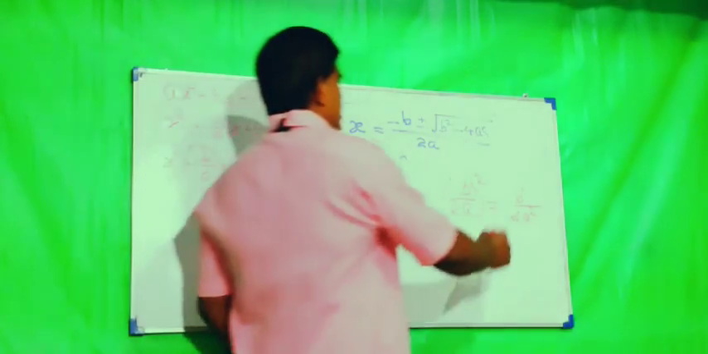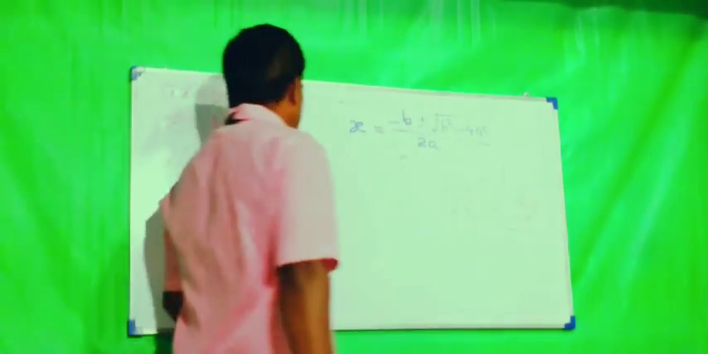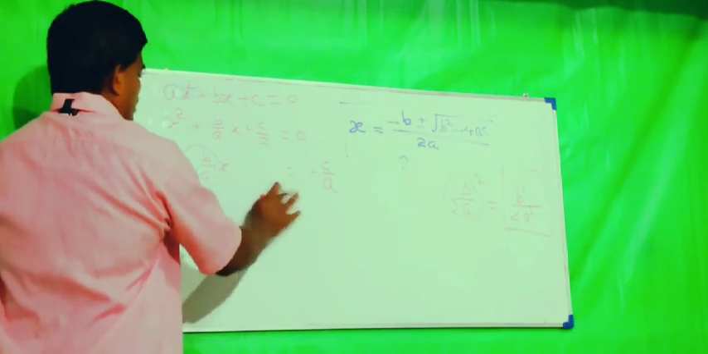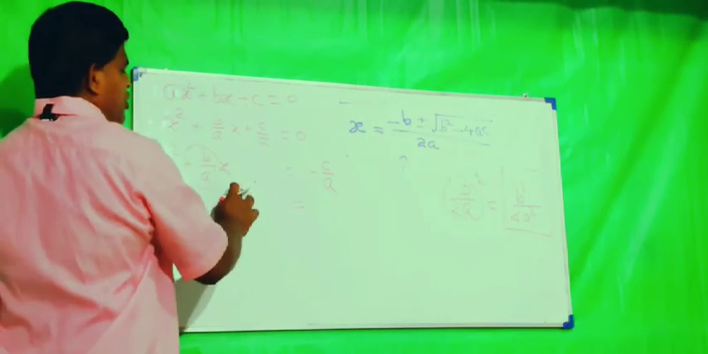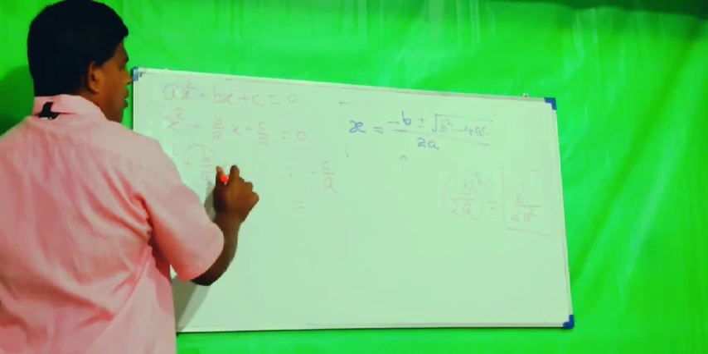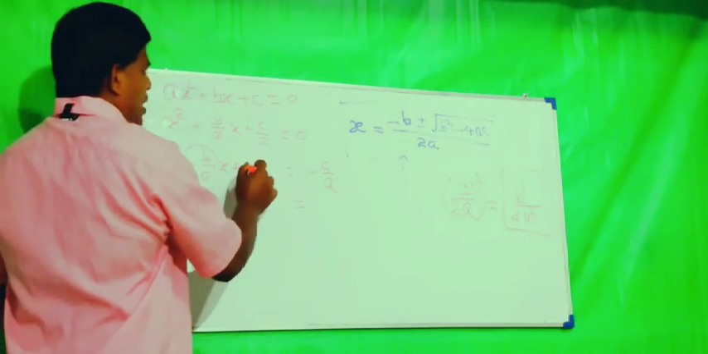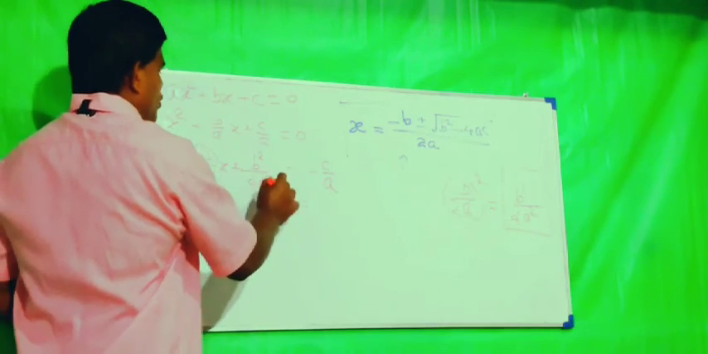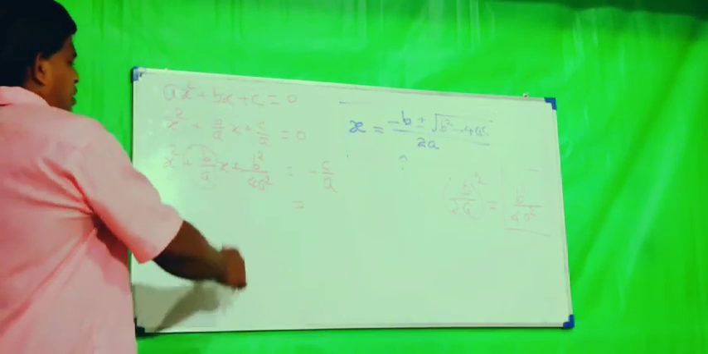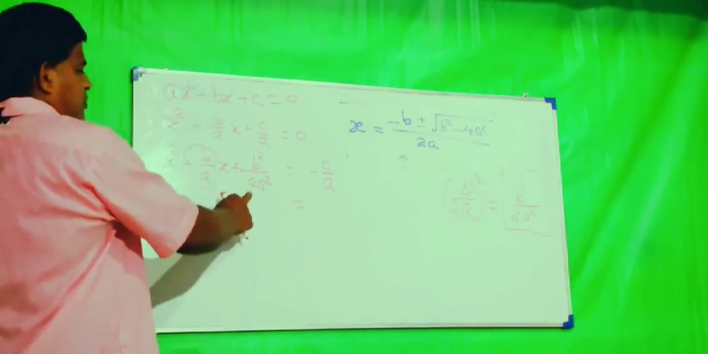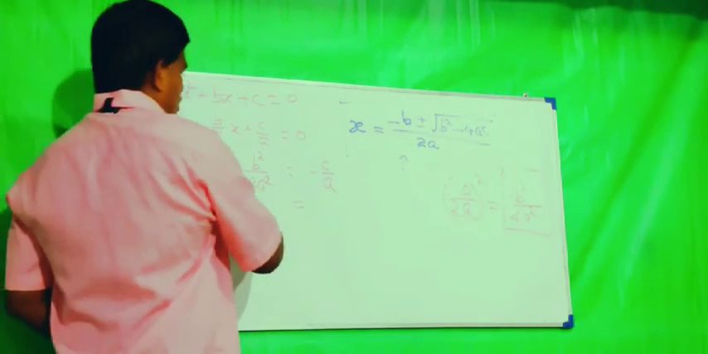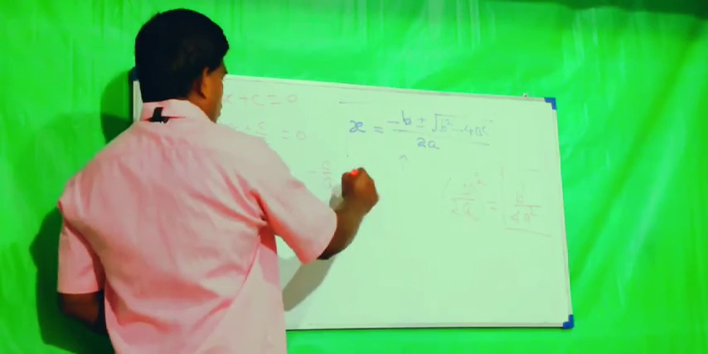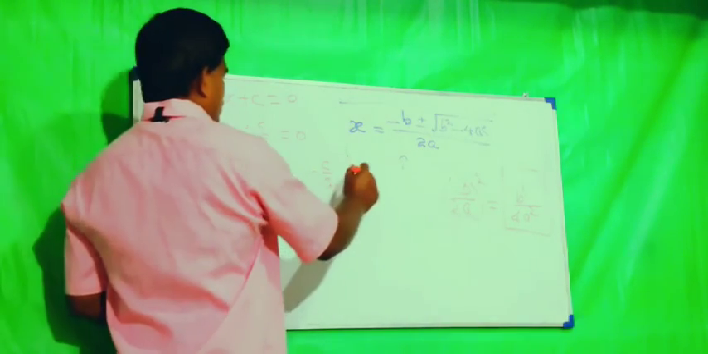Then this is the suitable term that should be added to the left side to make the expansion of a complete square: b squared upon 4a squared. This is an additional term, so we added it. This term should be added to the right side also, to keep the equation balanced.